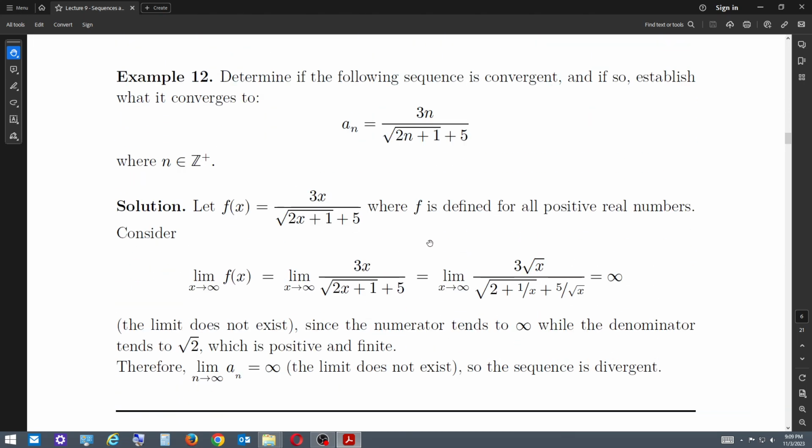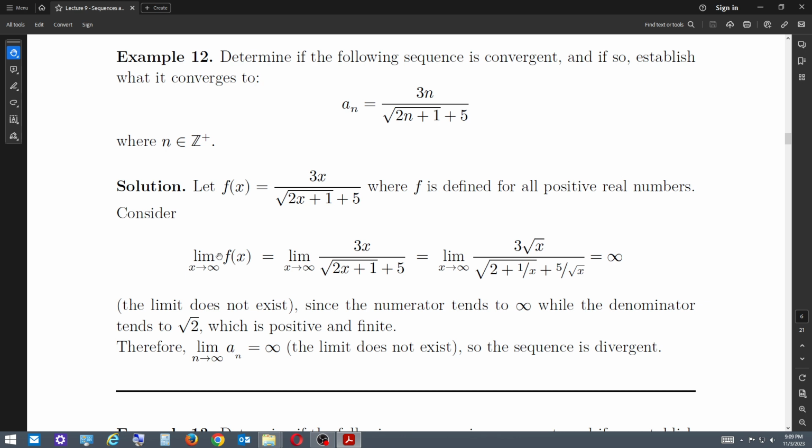Alright, so we have one other question here. I'm going to just skip through this quickly. So again, we introduce f of x, replace n with x, call that the function, where x is a positive real number. We find the limit as x goes to infinity of this. Alright, so we divide everywhere by square root of x, simplify it. Now when we do that, 1 over x goes to 0, 5 over root x goes to 0, but this 3 root x on top, as x goes to infinity, this will go to infinity. So the limit is actually infinity, so it doesn't exist.